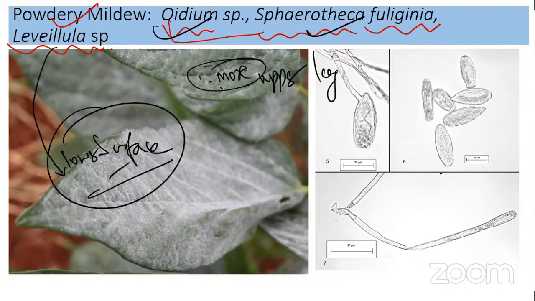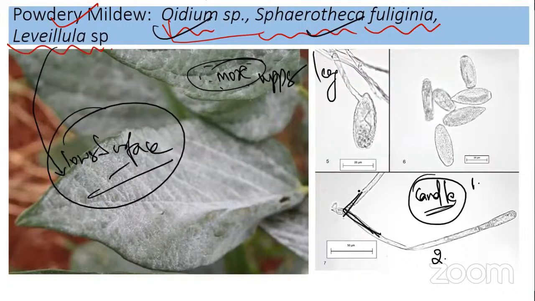If it is Leveillula, you can see it will produce candle shaped conidia. That is the primary criterion. Then it will have a branched conidiophore. See here it is branching. But in Oidium you may not see those things. It will just be cylindrical, bearing conidia one by one. But here you can see it is a branched one. So the conidia will be candle shaped in nature. These are the two important characteristics when it comes to Leveillula taurica.